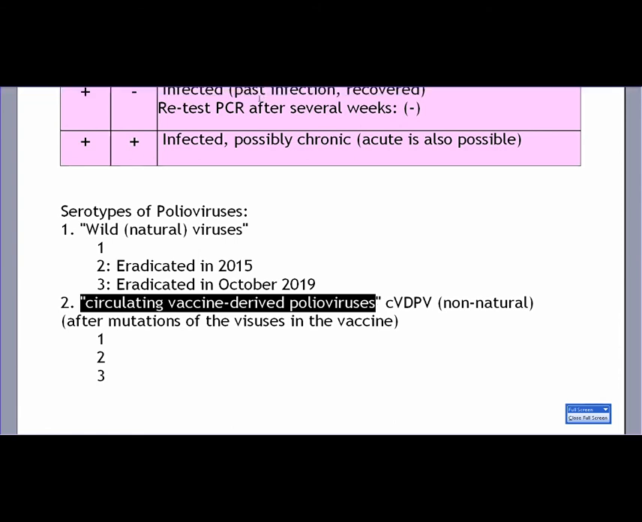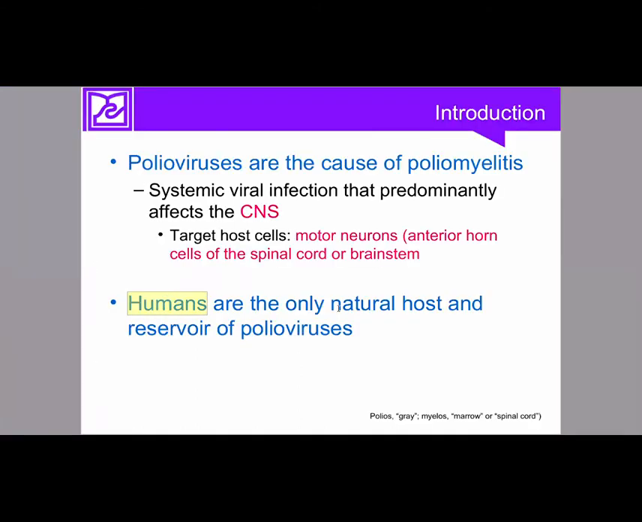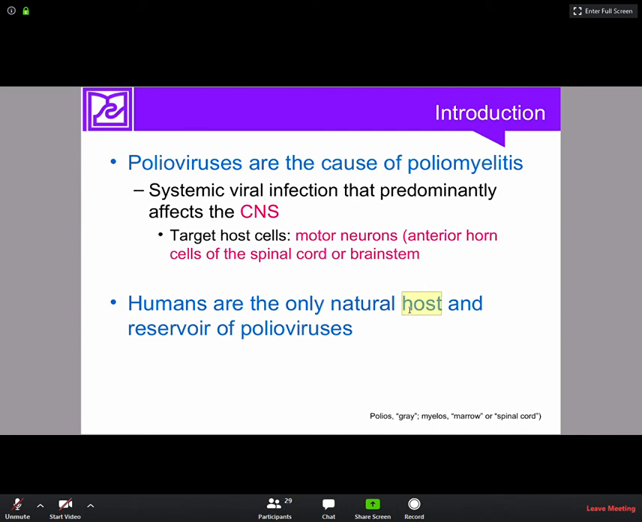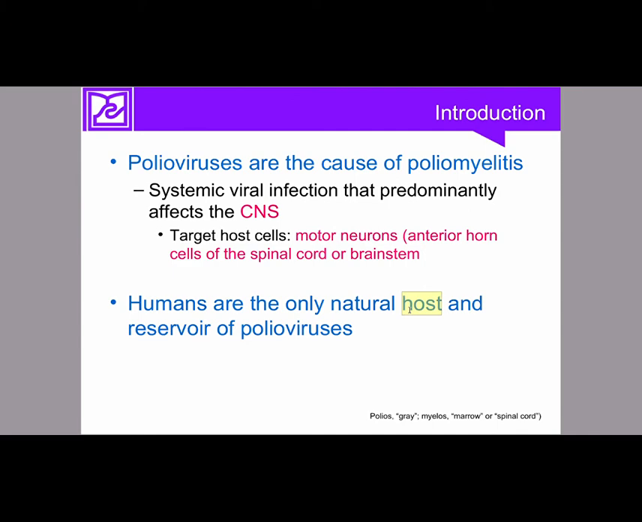So we are here. Humans are the only host for polioviruses, not animals. They are never found in animals, and this is very good, because that means that if we eradicate, if we eliminate the disease, the virus in humans, the disease will disappear forever.